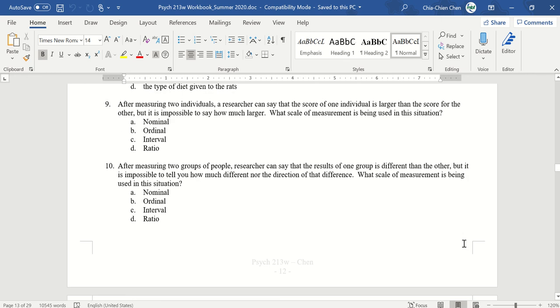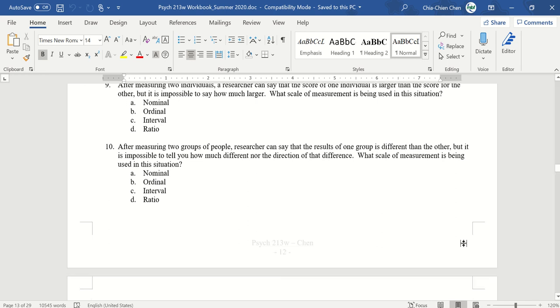Number nine, after measuring two individuals, a researcher can say that the score of one individual is larger than the score of the other, but it is impossible to say how much larger. Okay, so that would mean that this is an ordinal scale.